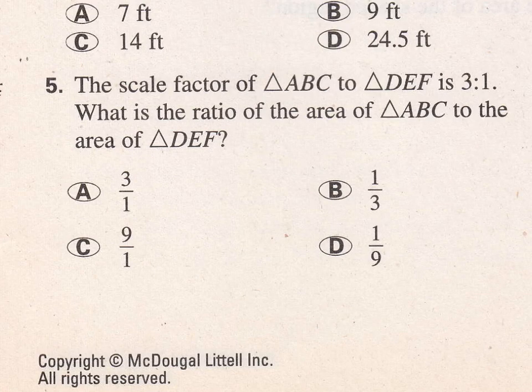In number 5, the scale factor of triangle ABC to DEF is a 3-to-1 ratio. So, what is the ratio of the area of ABC to DEF? Here's a hint, guys. Use your noodle, A, B, C, or D.